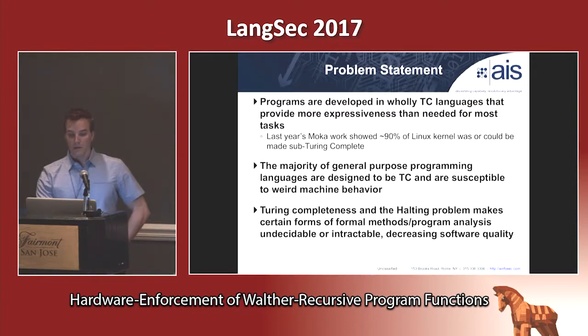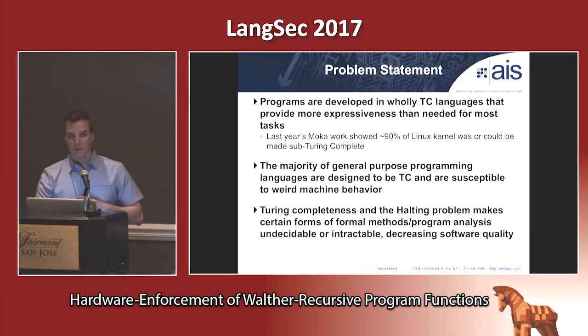So what's the problem we're trying to solve? Basically, Turing complete languages are very powerful. They deliver a lot more power than a developer may necessarily need. And so that sort of opens up the door for a lot of weird machine behavior. We did some work about a year ago, I believe, for a project named Mocha that looked into the possibility of making the Linux kernel sub-Turing complete wherever applicable, and we found out that about 90% of the kernel was a candidate to be made sub-Turing complete.